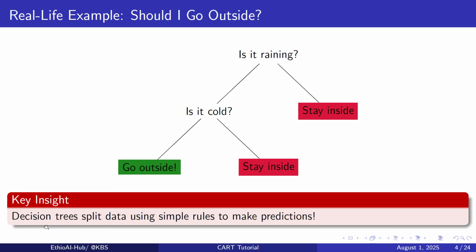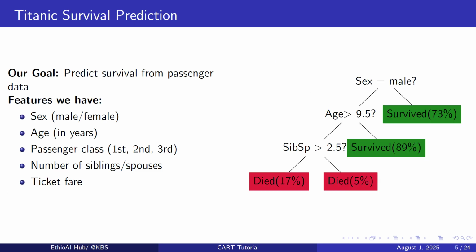Another key insight, decision trees split data using simple rules to make predictions. ስለዚህ እነዚህ ይሄ so it's በጣም ሲምፕል ነው። በጣም we'll talk about the characteristics of decision tree, but this is the basic idea behind ከዛ በኋላ random forest ምናምን እንላለን፣ ግን this is the backbone idea. The goal, ለምሳሌ በታይታኒክ ዳታ ላይ survival prediction አንድ ሰው ታይታኒክ በሰመጠ ጊዜ በህይወት የመትረፍ ፕሮባቢሊቲውን ስናጠና, the goal is to predict survival from passenger data.